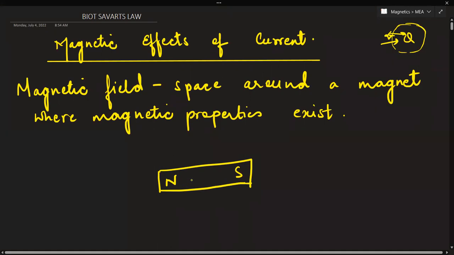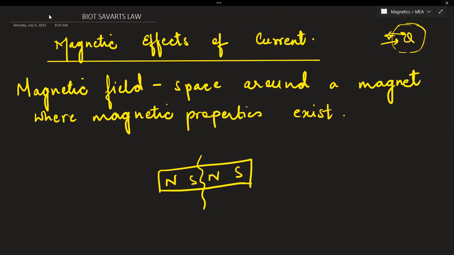But right now I'll tell you, even if you cut this magnet from the middle, this portion will develop a south pole, and this portion will develop a north pole. Monopoles never exist, meaning a single pole.